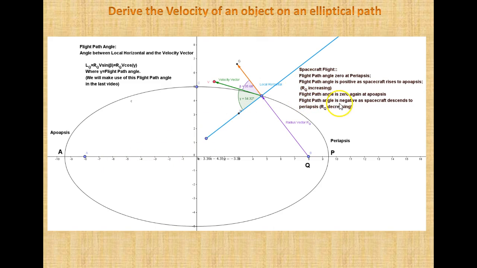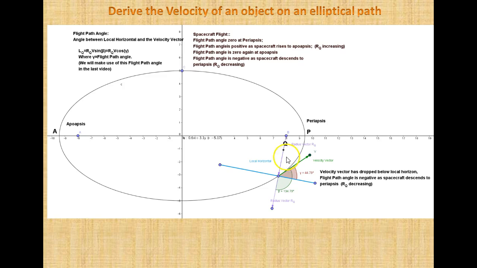The flight path angle is negative as the spacecraft descends to periapsis. R is decreasing. As the spacecraft leaves apoapsis A and descends towards periapsis, the flight path angle is negative. That means RQ is decreasing.